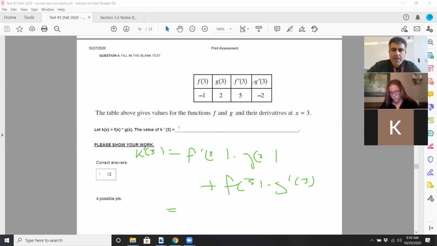So F prime of 3 is 5. G of 3 is 2. F of 3 is -1. G prime of 3 is -2. And you should get 12. So that's a fill in the blank. So that's number 4. Number 5.